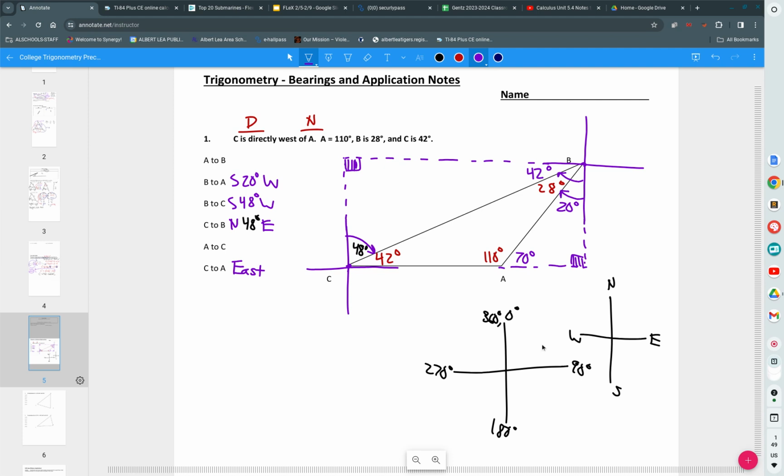Now it's time to plant myself at A. I'm going to head on over here to A. We'll do the easy one first. A to C. What's the direction? West. Straight west. Now we're going to go A to B. General direction? Northeast. From north, how many degrees did you turn to the east? 20 degrees. Because the 70 and the 20 add to 90.